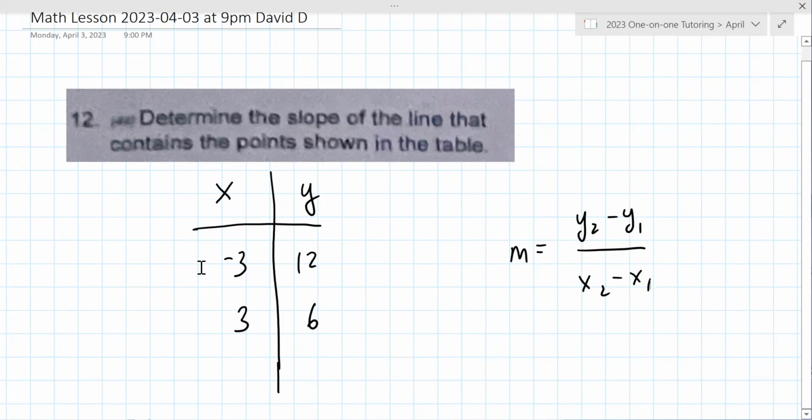So think of this number as x1, this is y1, number 12, x2 and y2. You want to give that a shot, working that out? Yeah.